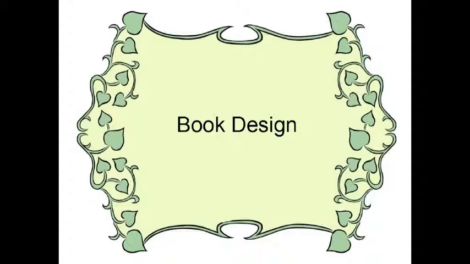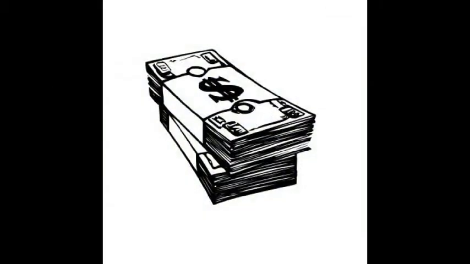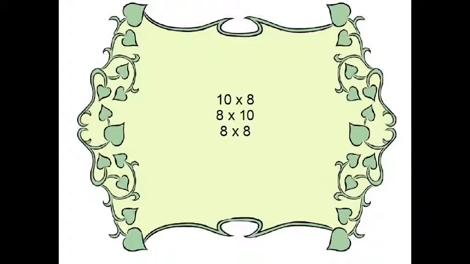This tip is over page design. Let's talk about what size book. Well, you can have a book pretty much any size you want if you've got the money for the printers to do that. Some very common size pages are 10 by 8, 8 by 10, and 8 by 8 as far as children's books are concerned. And you can find reasonably priced printers for those standard sizes.